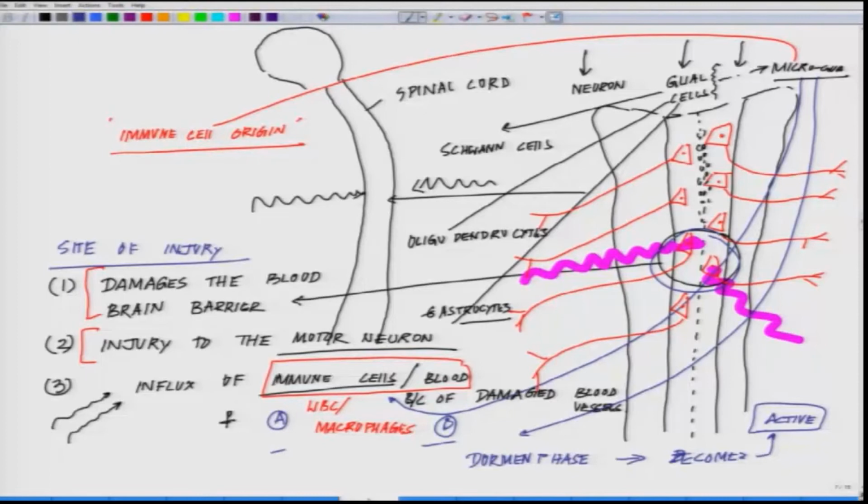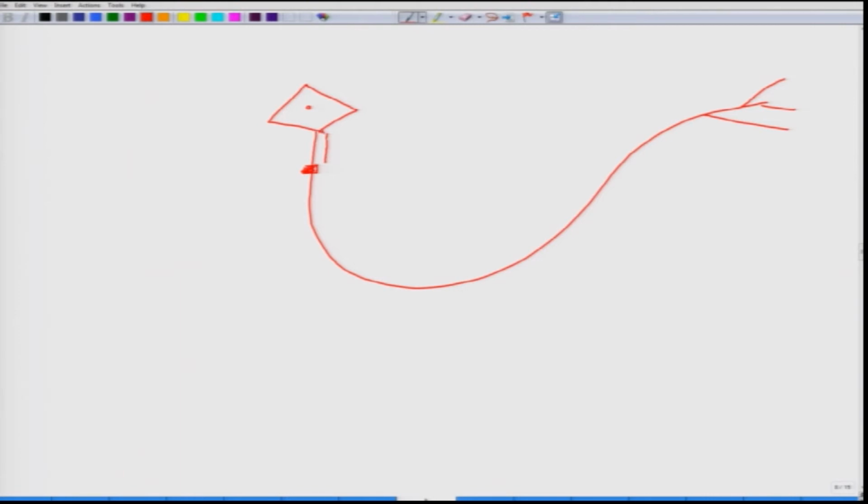Now, let's map what will happen. Say for example, here on the ventral horn you have this motor neuron, okay, and its process is going like this. Now, say for example there is an injury here. So, what will happen? This path is coming out fine, right? So, now this path is kind of getting discontinued.